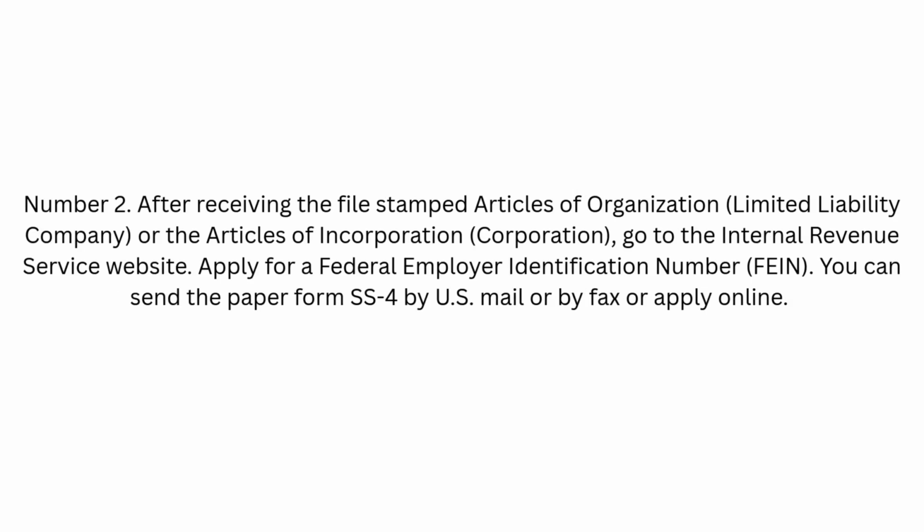Number 2. After receiving the file-stamped Articles of Organization, Limited Liability Company, or the Articles of Incorporation, Corporation, go to the Internal Revenue Service website. Apply for a Federal Employer Identification Number, FEIN. You can send the paper Form SS-4 by U.S. mail or by fax, or apply online.